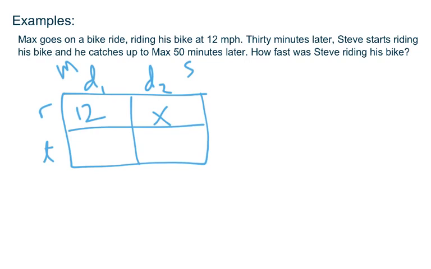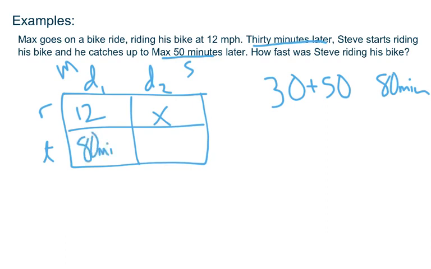Now, here's again where we have to think. 30 minutes later, Steve rides and catches up to Max in 50 minutes. So that means we have to go 30 plus 50, which is, let's see, 80 minutes. So he's gone for 80 minutes, but we again need to convert that. That's how long Max has been riding. So he's been going for 80 minutes. And Steve was riding for 50 minutes. But we now need to convert those to hours.